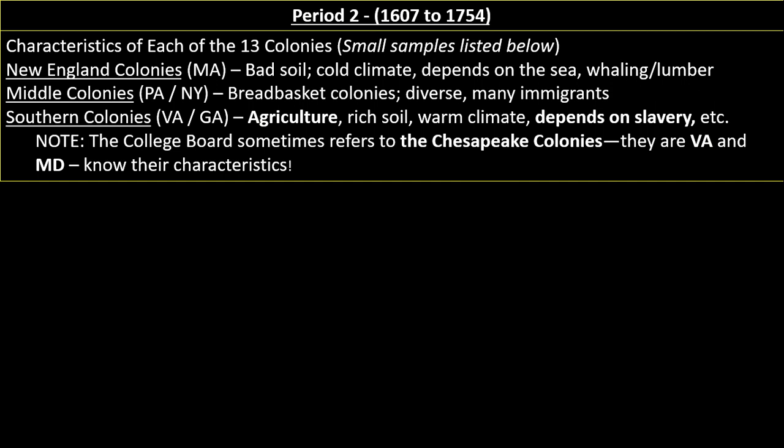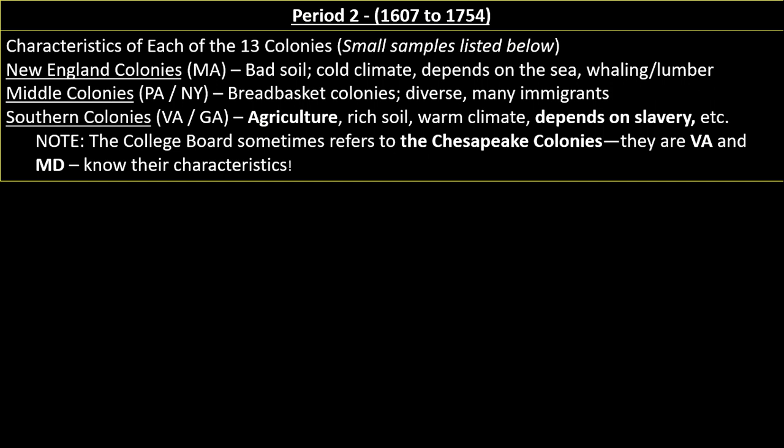And then, of course, you've got the southern colonies. Virginia and Georgia are the greatest examples, all based upon agriculture. The soil was good and rich. The climate was warm. The downside is that it was dependent upon slavery. And so it was all agriculturally based, but the climate and soil enabled the South to raise cash crops to sell across the rest of the world.